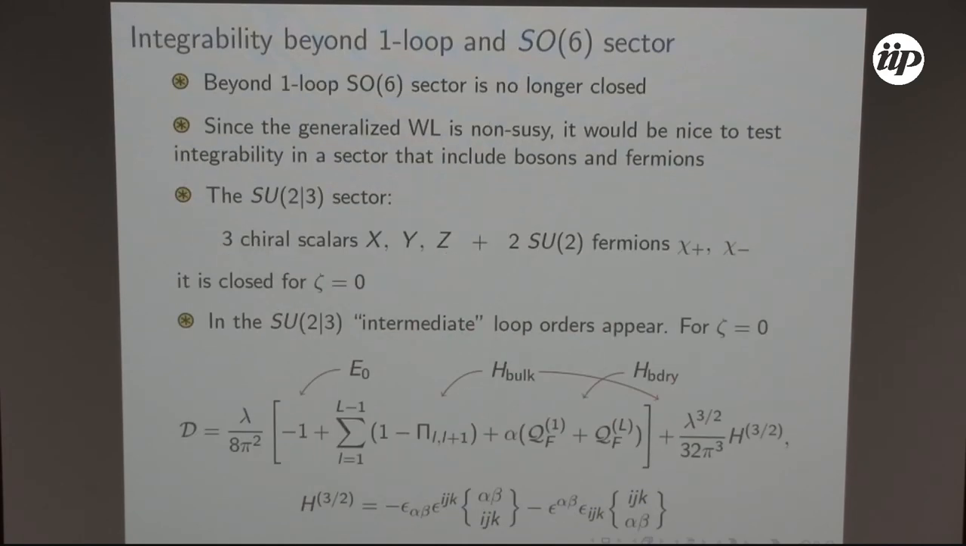Okay, but in the last 10 minutes or so, you might say that this is very specific to one loop or the sector you are considering. So it would be nice to go beyond the sector and beyond one loop. That's, of course, as you can imagine, very difficult. If you would like to go beyond one loop, the SO(6) sector is no longer closed, so it starts to mix with other fields. So this is not a possibility. You need to start to think of a different sector.